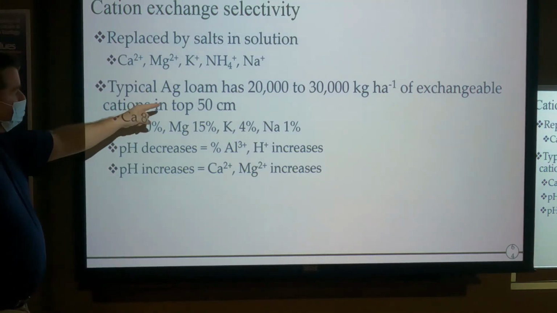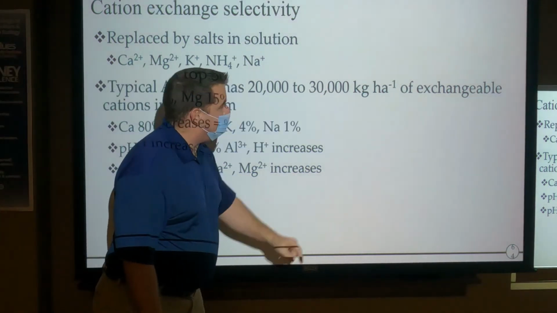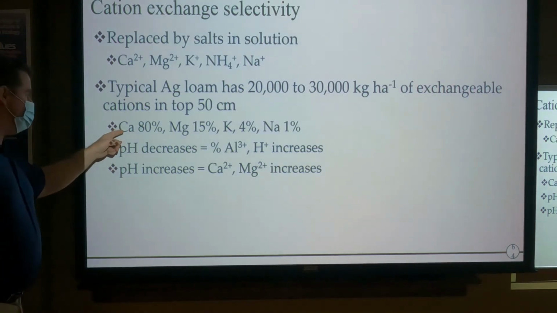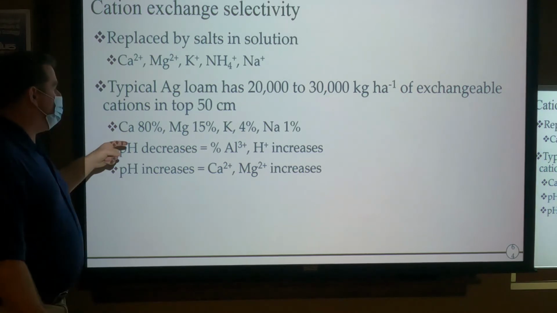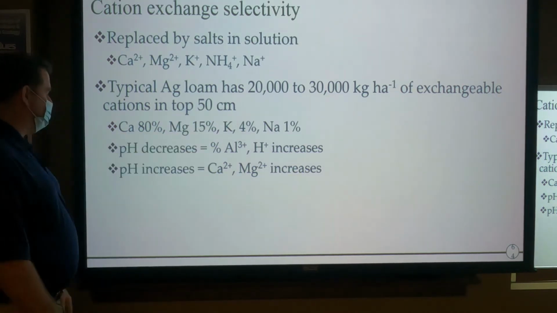So in the top 50 centimeters, we can have about 30,000 kilograms of exchangeable cations. You're typically going to find most of them as calcium because we apply a lot of lime. Next, followed by magnesium, potassium, and sodium.